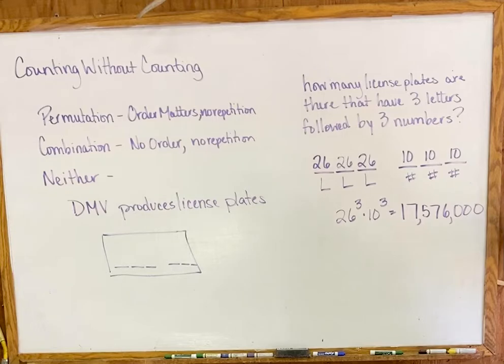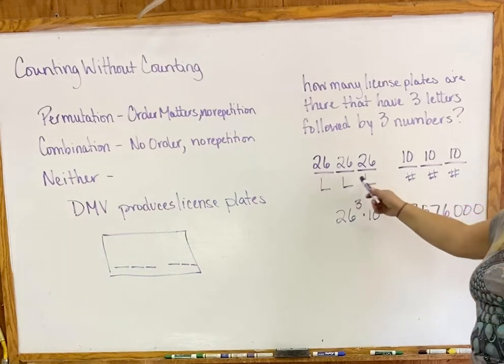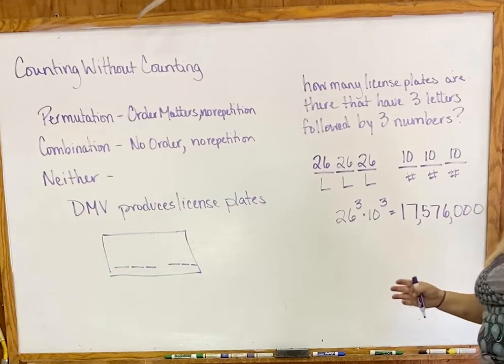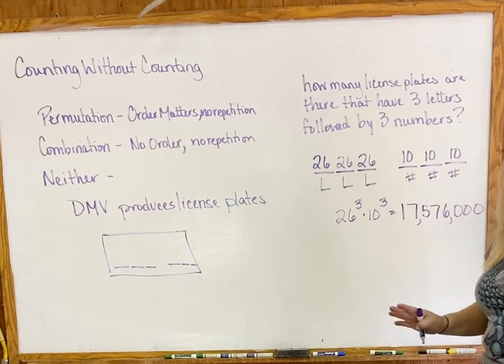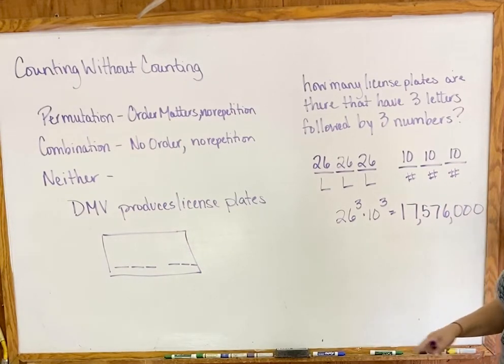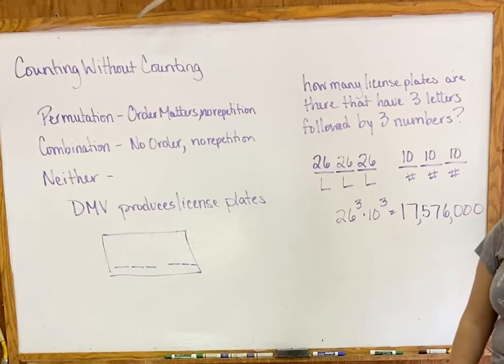Okay, so over 17.5 million license plates start with 3 letters and then are followed by 3 numbers. So there are over 17.5 million license plates that could be made. Now, in a lot of states, that's plenty, okay? Because those states are not as big as other states. But in our state, is that enough license plates?